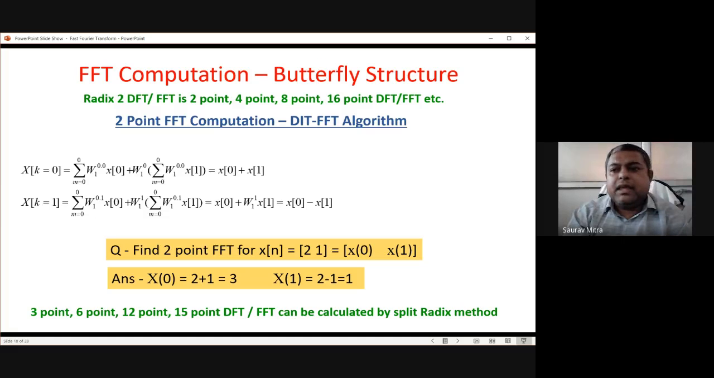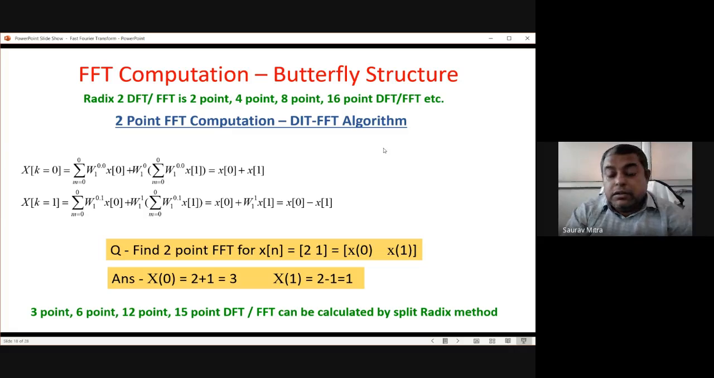Not required. So what we'll do today is the butterfly structure for 2-point FFT first. What is meant by FFT? FFT is nothing but the fast Fourier transform algorithm. The result is the same as DFT, but it is done in a different way. The algorithm is a little different.